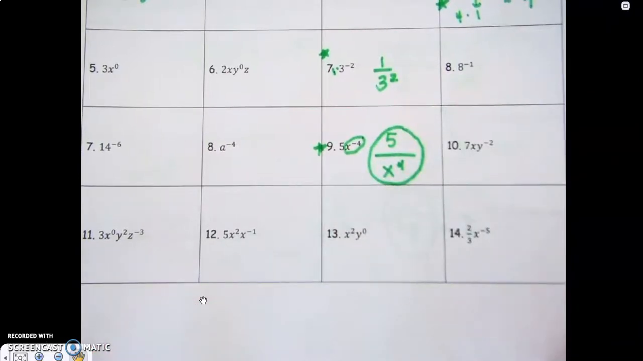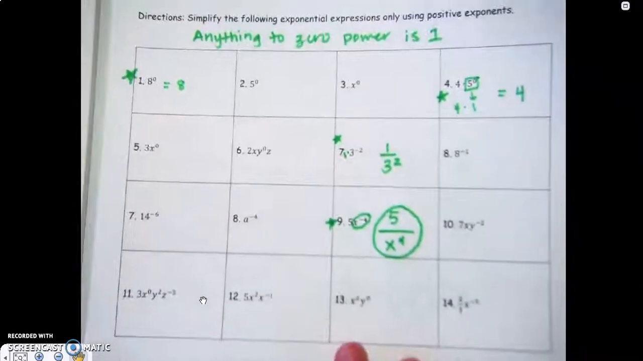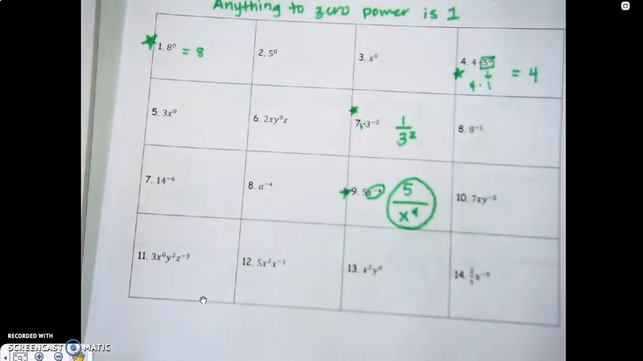So use those examples as you're working through the practice to complete this practice. And then if you have any questions, make sure to ask your teacher.